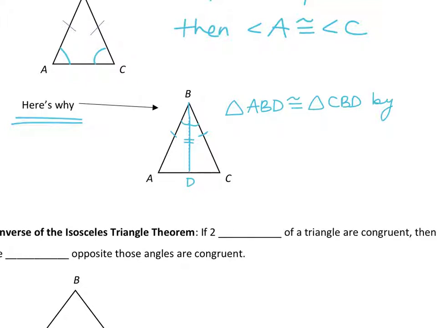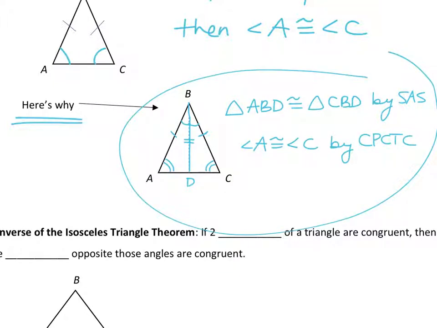What do you see in those markings? That's SAS, right? So we know the triangles are congruent by SAS. So in order for us to know that angle A and angle C are congruent, these 2 angles here, we would say angle A is congruent to angle C by what? If you know the triangles are congruent, then you know everything about them is congruent. What is that? That's CPCTC. Okay, so this is the reason that the isosceles triangle theorem exists. This is the proof of why we can do it, okay?